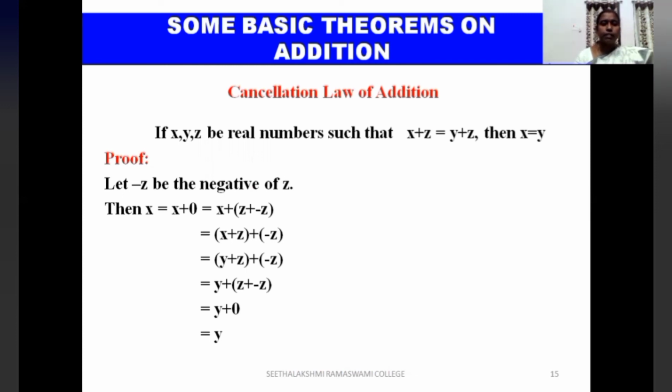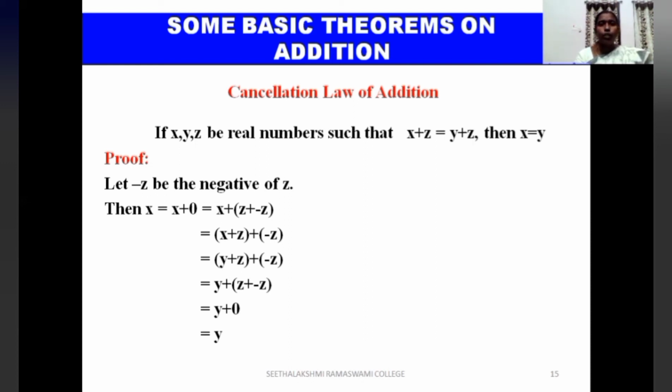We know that x plus z equal to y plus z. So x plus z can be written as y plus z here. So (x plus z) plus (minus z) can be written as (y plus z) plus (minus z). Y plus (z plus (minus z)) equal to y plus 0, which is equal to y. Finally, we have x equal to y, which proves the cancellation law of addition.